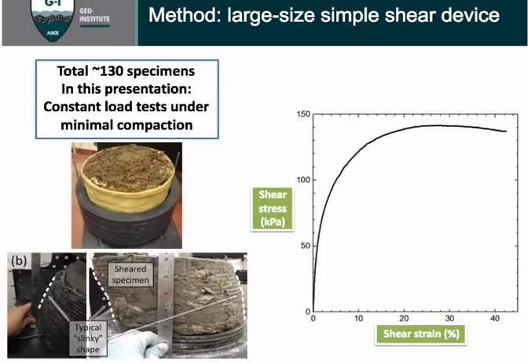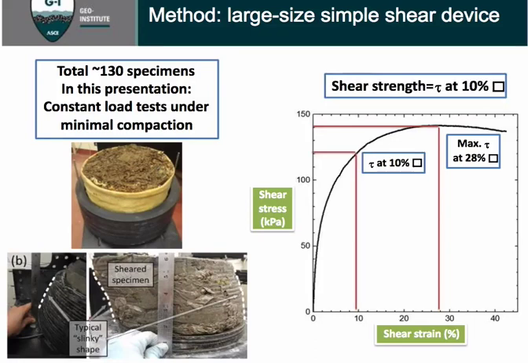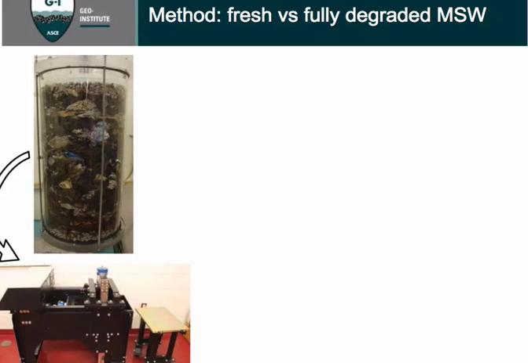For the stress strain curve, we obtain a stress strain curve for each of the waste specimens, and for each curve, we obtain the shear strength at 10% shear strain, because the full stress is reached at a very large strain, and we think that usually this large strain is not very reasonable in the field, so we took 10% shear strain as the shear strength level. And now we can do the comparison between the fresh and fully degraded solid waste.